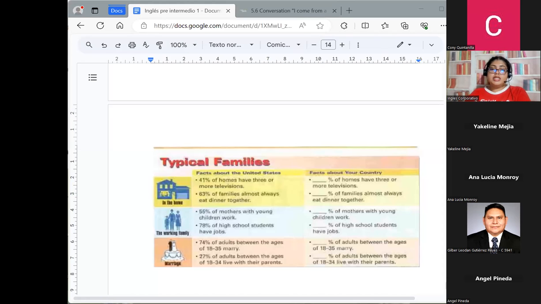Okay, in this case, we are talking about typical families. If you can see in one of these spaces, we have different numbers. And in the other, it's not complete, but we are going to focus just on facts about the United States. Vamos a enfocarnos en la parte de los Estados Unidos. So we are going to make a comparison between the United States and our country. So we have three different things: the home, the working family, and marriage.